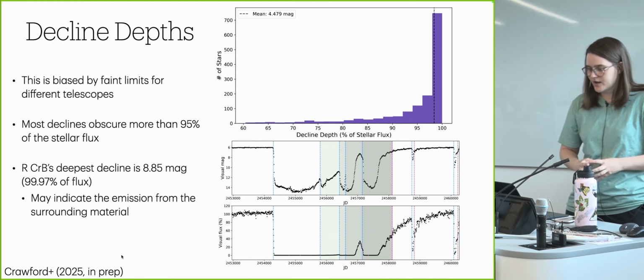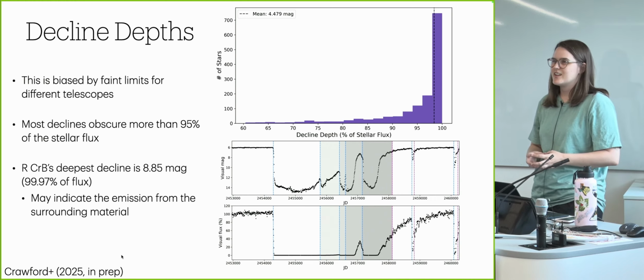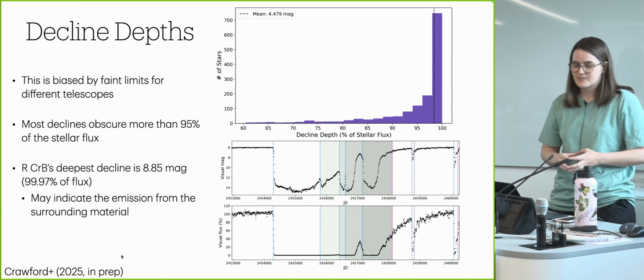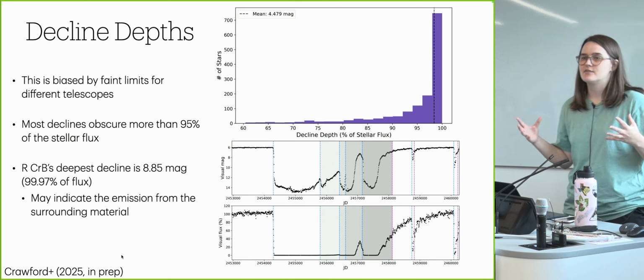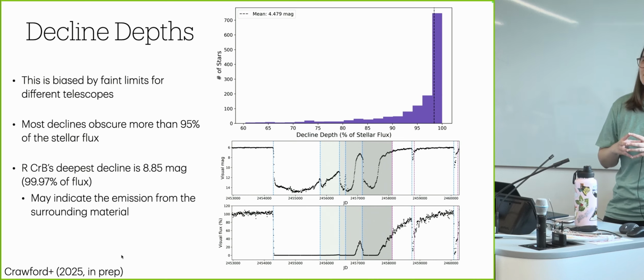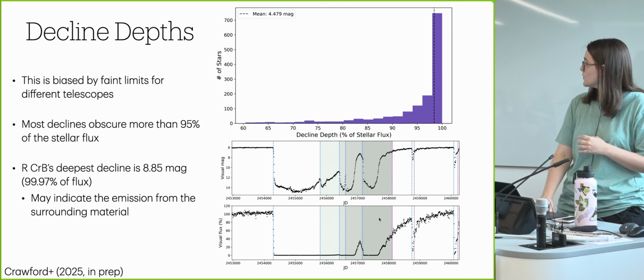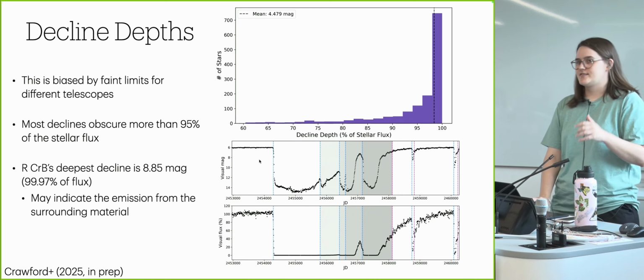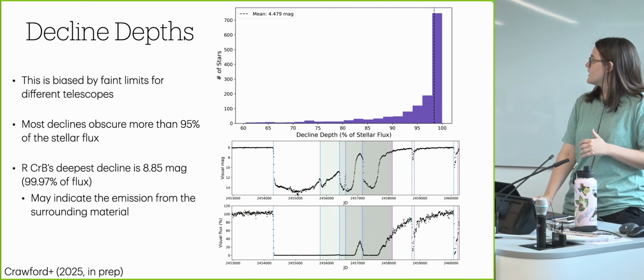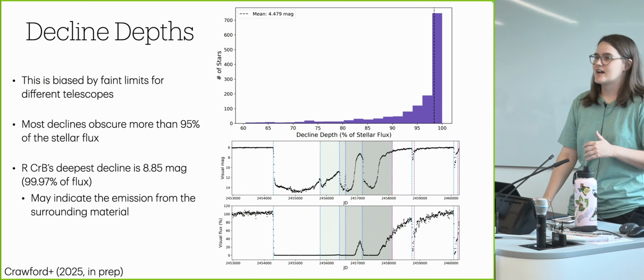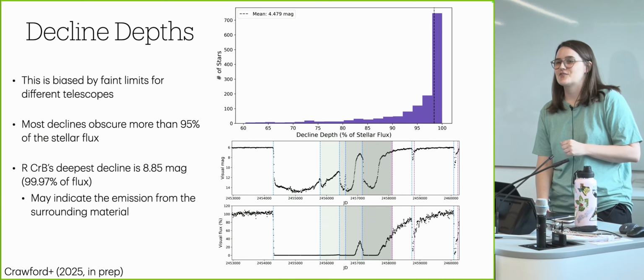As for the depths, they are a very biased measurement, as you may have guessed. They're very biased by the faint limits for different telescopes. So if your star is only 4 magnitudes above the faint limit of the telescope you're observing it in, all of the declines you measure are going to be 4 magnitudes, right? But if you look at the brightest star, such as Arcobore, you can maybe see the whole decline. In this case, Arcobore's deepest decline is 8.85 mags, which is a 99.97% reduction in flux.